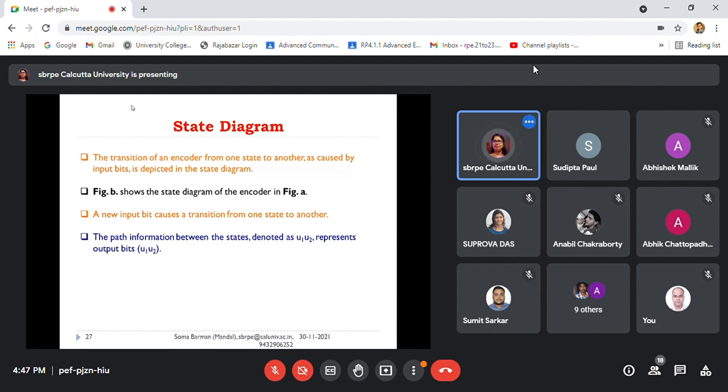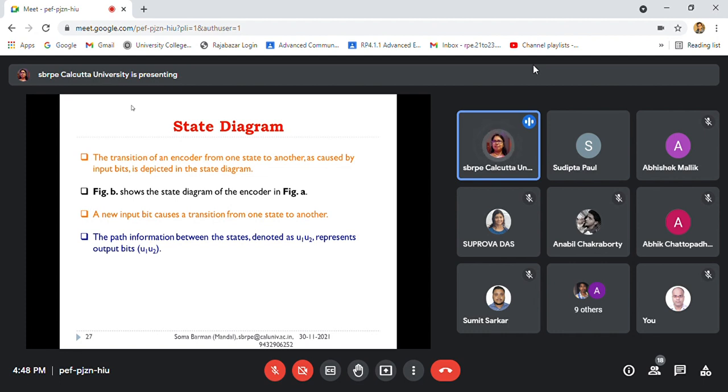In the previous class I already mentioned the definition of the states. States means, as there are four states in our example, we can define the states as A, B, C, D, and initially we are considering all the shift register contents are 0. So state A is defined by 0, 0.